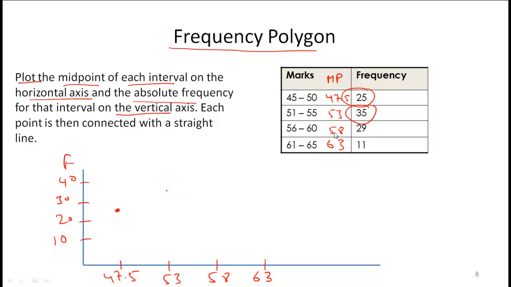and then for the next range, the midpoint 58, the frequency is 29. So for 58 go up to about 29, so that's this point, and 63, 11, so for 63 go up to about 11, and then we simply connect these points. So like that, and that is our frequency polygon. Straightforward.